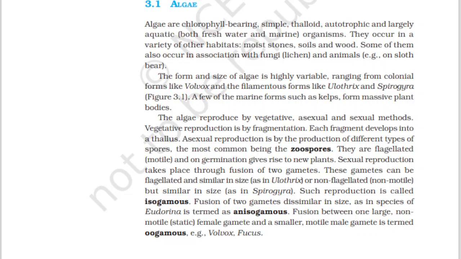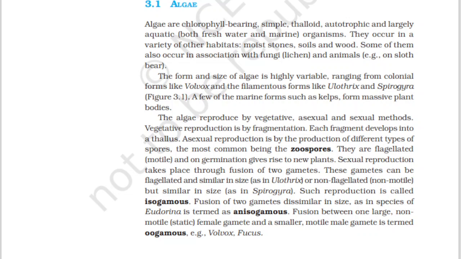Some of them also occur in association with fungi, that is lichen, and also in animals like the sloth bear. So algae occur in association with fungi and also the sloth bear, which is an animal.